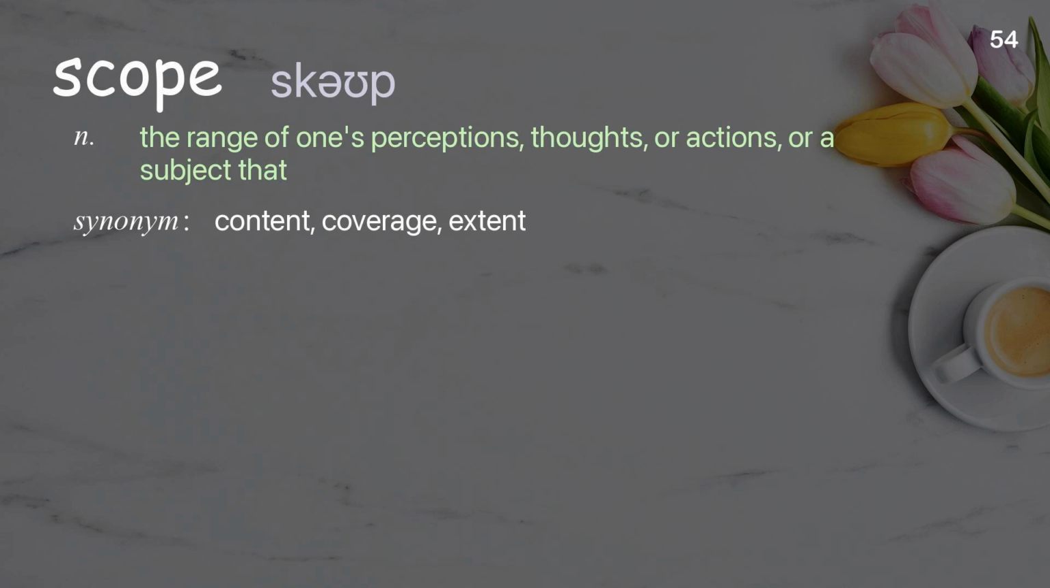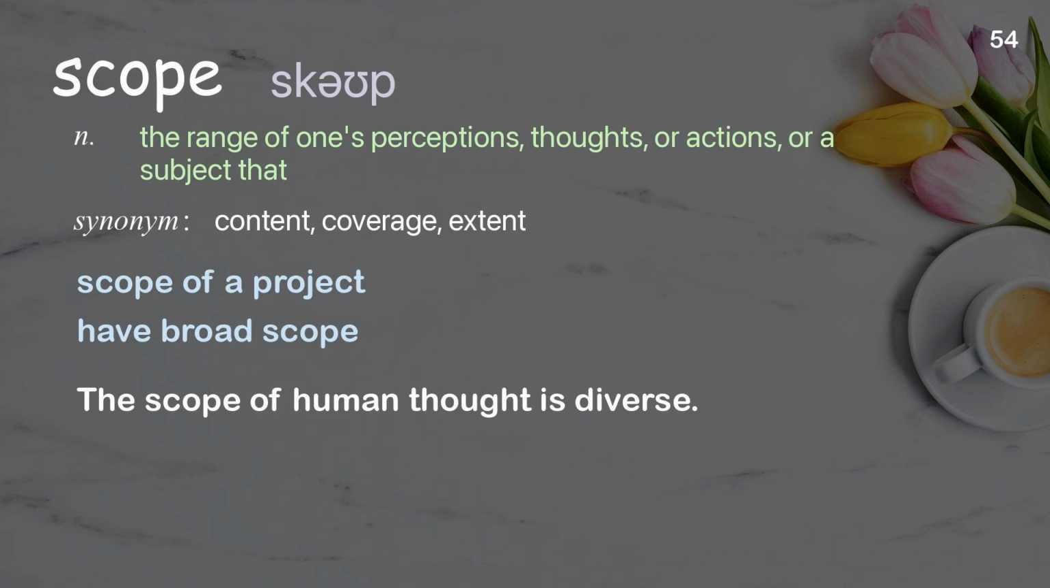Scope. The range of one's perceptions, thoughts, or actions, or a subject that. Examples: scope of a project. Have broad scope. The scope of human thought is diverse.